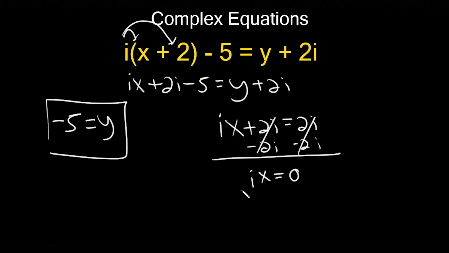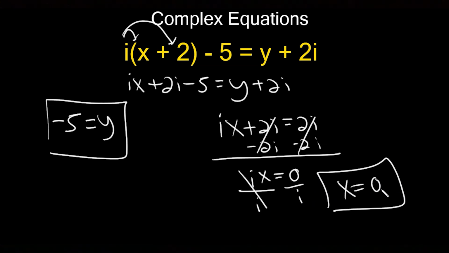And then all I have to do from here is divide by i. And we know that 0 divided by anything is 0. So x will be equal to 0. And that's done.